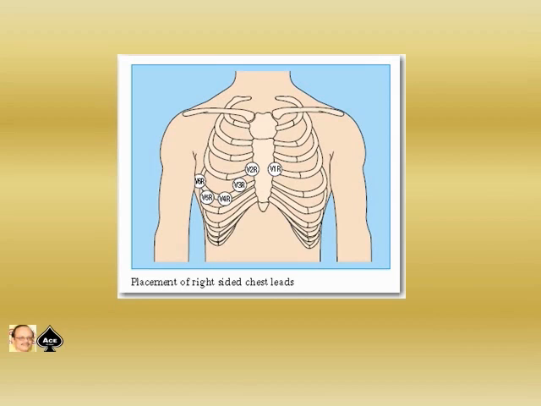This picture shows the placement of right-sided chest leads V2R, V3R, V4R, V5R and V6R. Just like you place your left side leads, the only thing is the letter R shows that the leads are placed on the right side. Such special leads are also taken for dextrocardia and dextro position.